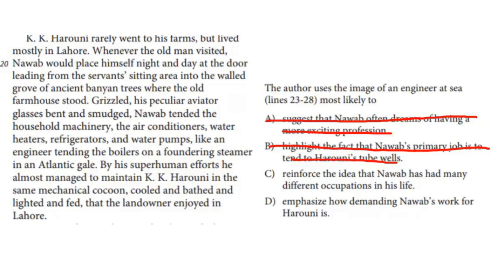And then part C: reinforced the idea that Nawab has had many different occupations in his lifetime. Well, we know that because of the first paragraph in which it mentioned all the different money-making ventures that he has done, but in this particular sentence, in this image, we're just referring to the things that he does for Haroni. And so because of that, we're not really talking about the different occupations that he has done.